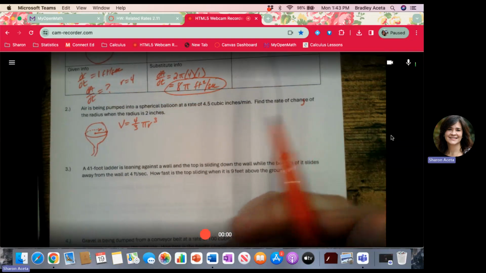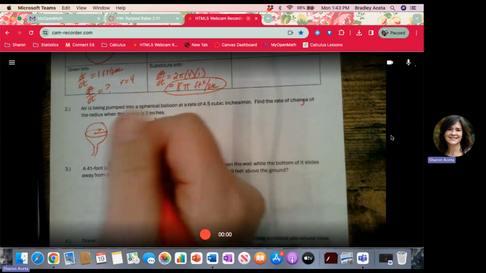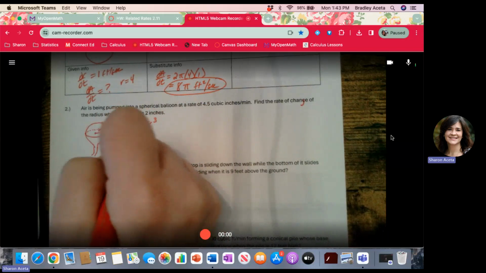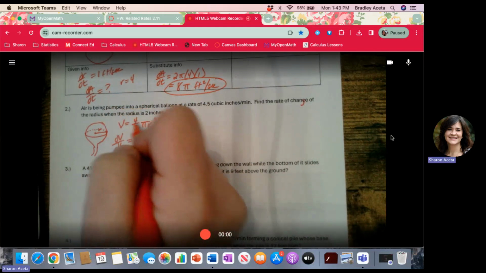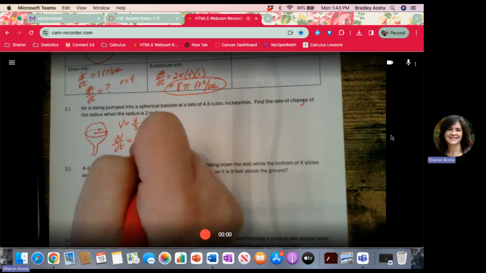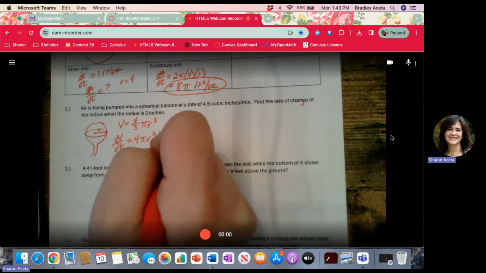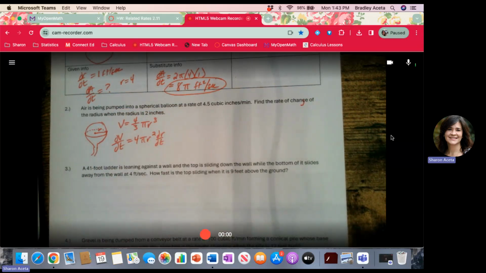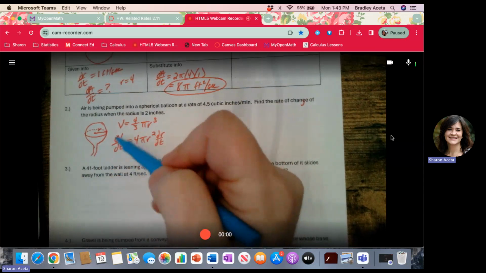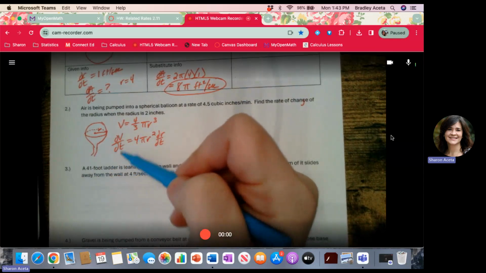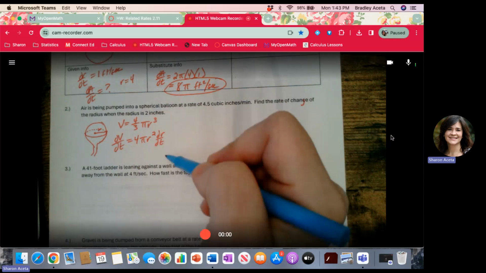All right, now we're going to take a derivative of this with respect to time. So this would be dV/dt. 4/3 times 3 is 4 pi r squared dr/dt. You always have to attach the chain. All right, now let's go back in our story and see if we can see this. This again is the rate of change of volume. This is the rate of change of radius.